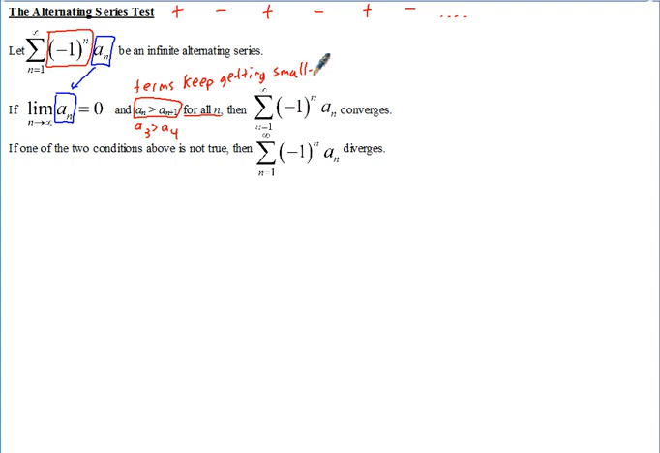So usually if you find the first three terms, you can make that determination. So if both of these conditions are true, the limit as n approaches infinity of a sub n equals 0, and the terms keep getting smaller, then that guarantees that the alternating series converges. However, if either one of these two conditions above is not true, then the series diverges.